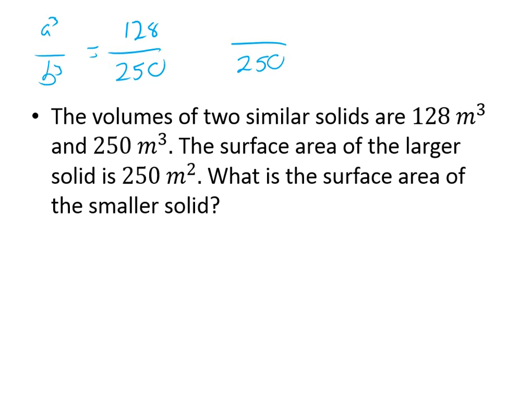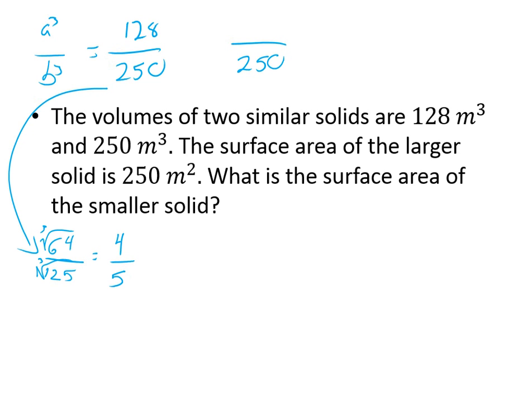Now, what we can do here is that we can either take the cube root of both of these, or we can see if we can reduce and maybe we can get a nice number. So let's divide both of these in half. 128 divided in half is 64, and the next one is 125. Okay. So now let's take the cube root of both of these. What number multiplied 3 times together gets you 64? That would be 4, and the other one would be 5. Okay.